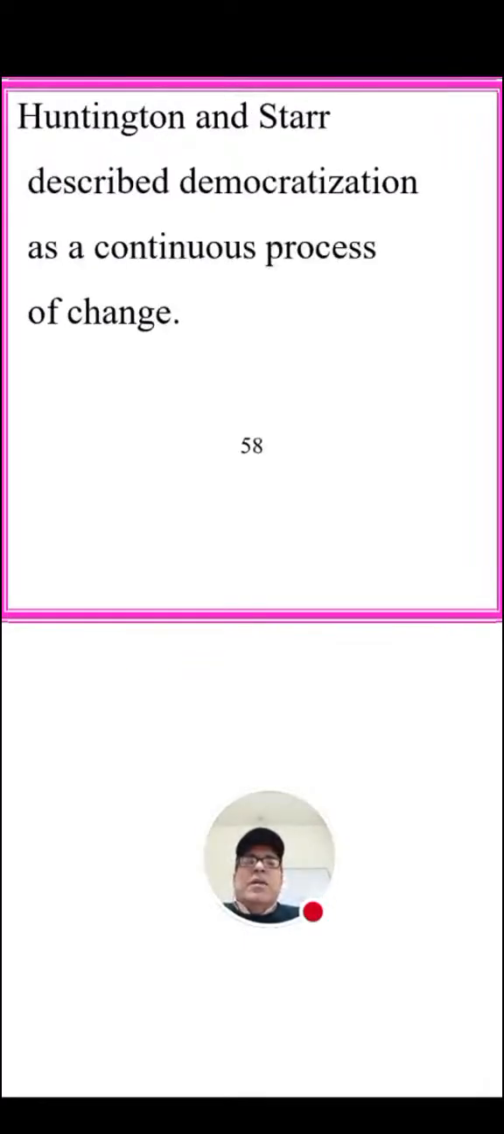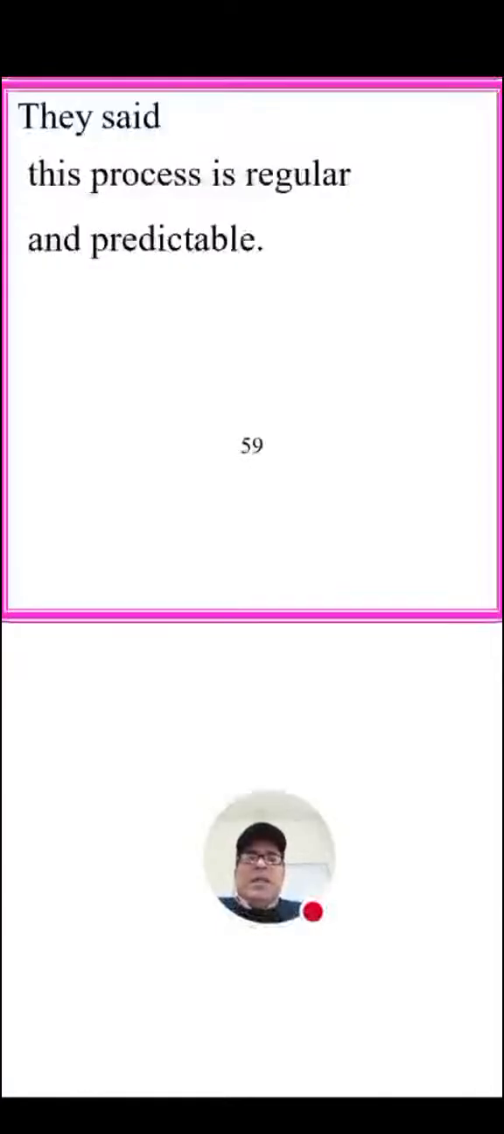Huntington and Starr described democratization as a continuous process of change. These are two different scholars, Huntington and Starr. So, in their view, democratization is a continuous process of change. They said this process is regular and predictable. They also believe that once it starts, this process cannot be stopped.